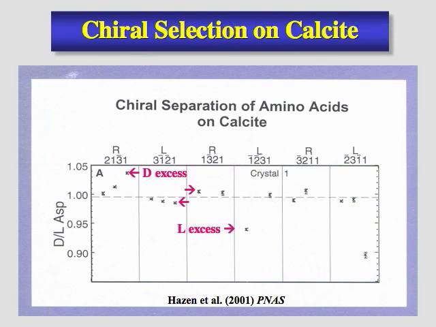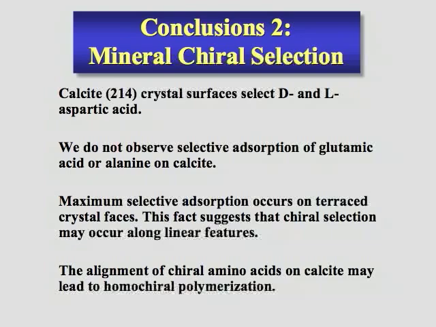So what we found systematically over and over again is a slight excess of D amino acids on the right-handed faces, a slight excess of L amino acids on the left-handed faces. And this paper, which was published in PNAS some years ago, is the first experimental demonstration of the separation of left and right-handed molecules on a crystalline face. We've subsequently done this on a number of other minerals and molecule pairs. But the conclusion is that we can separate left and right-handed molecules.